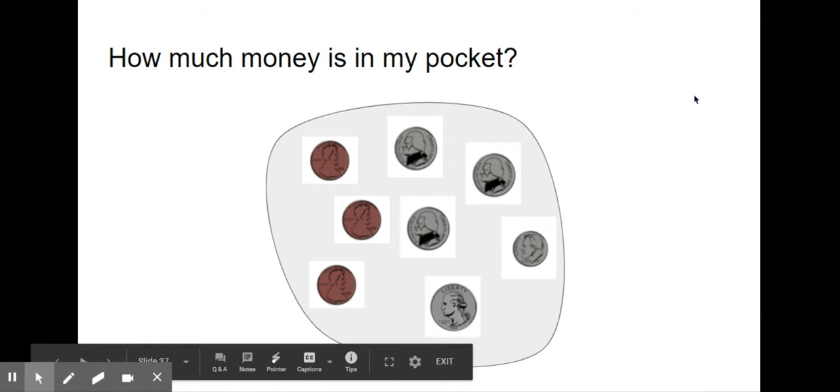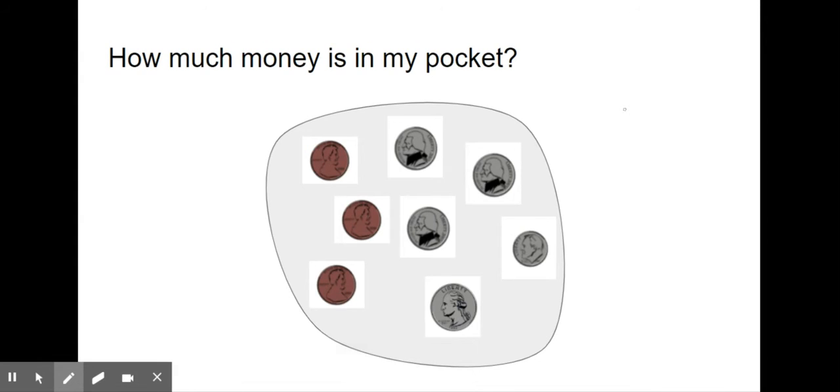Okay, so now we are going to try to figure out how much money is in my pocket. And we're going to look in both of my pockets. So here's my first pocket. Remember, when we are counting money, we want to start with our coin with the greatest value. So that would be my quarter. A quarter is worth 25 cents. So 25.